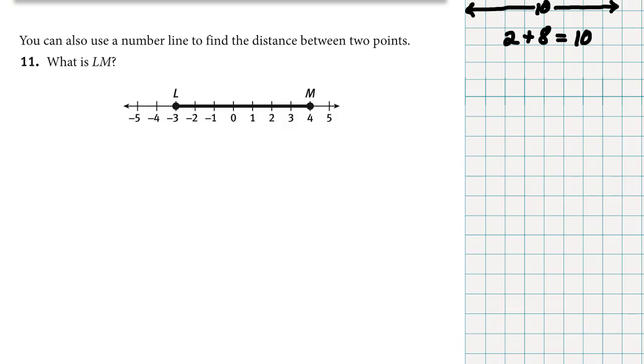Number 11, you can also use a number line instead of a ruler to find the distance between 2 points. After all, a number line is simply a ruler drawn on paper with all the marks labeled. Number 11, what is length LM?